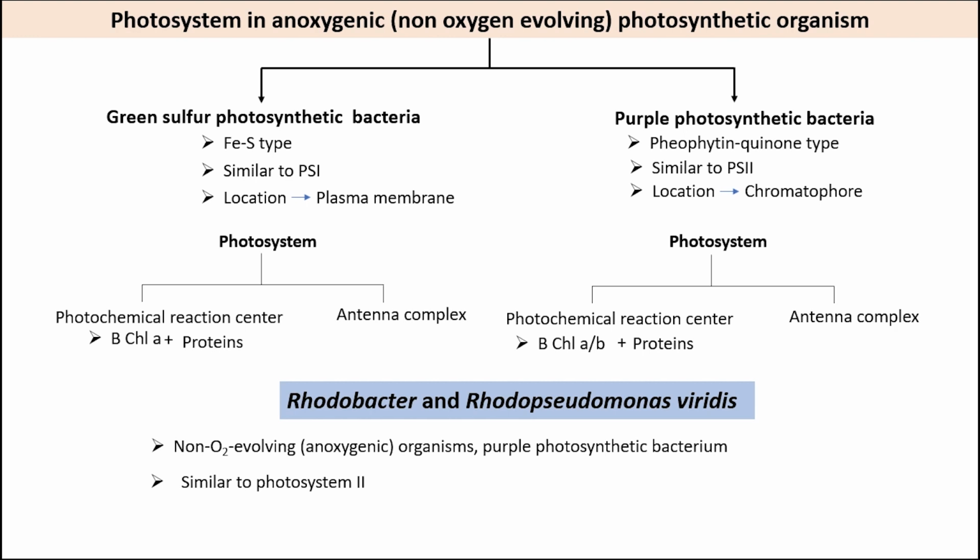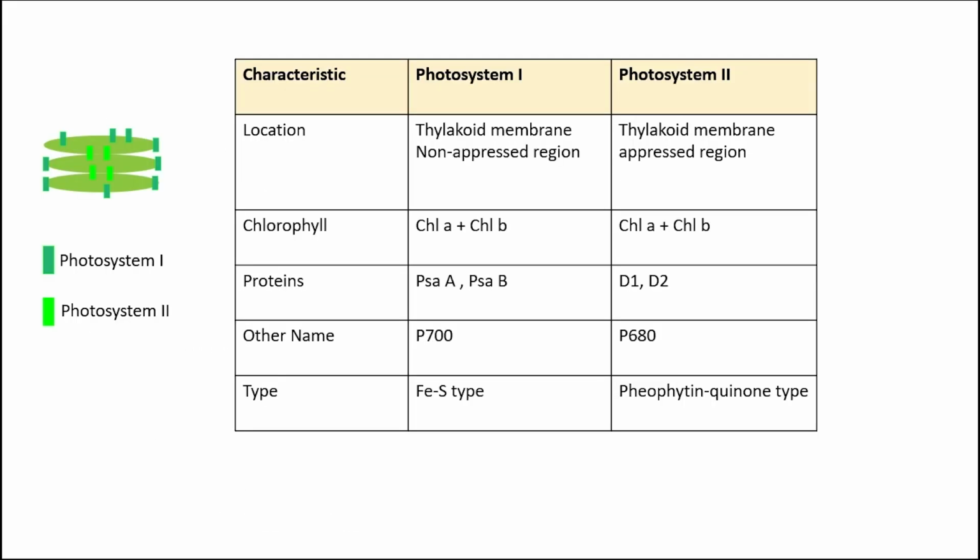Again, we will do comparative study of photosystem 1 and photosystem 2. Photosystem 1 present in thylakoid membrane at non-appressed region while photosystem 2 present in thylakoid membrane at appressed region. Both photosystems contain chlorophyll A and B. PsaA and PsaB majorly present in photosystem 1, while photosystem 2 contain D1 and D2 protein. The other name of photosystem 1 is P700 and photosystem 2 is P680.